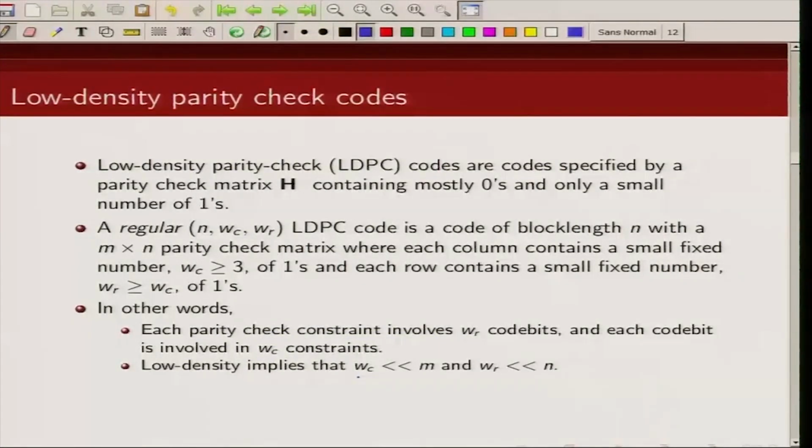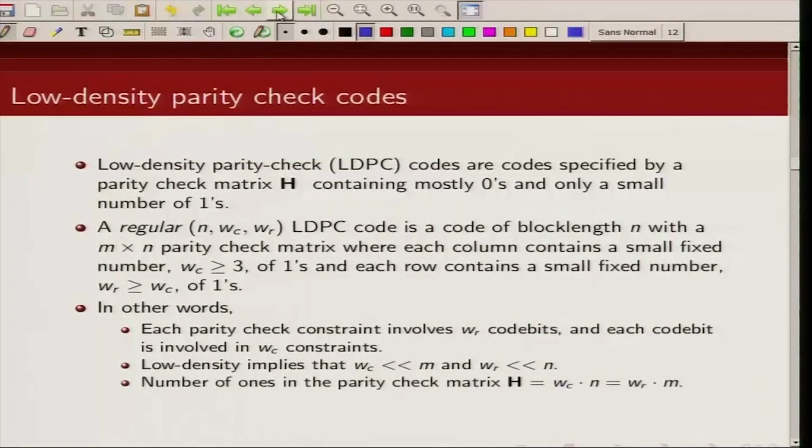Now, typically, because it is a low density parity check matrix, the number of ones is much less than the dimension of the matrix, and W_R is also much less than n. We can count the number of ones column wise: there are n columns and there are W_C ones in each column. That number should be equal to the number of rows multiplied by the number of ones in each row.